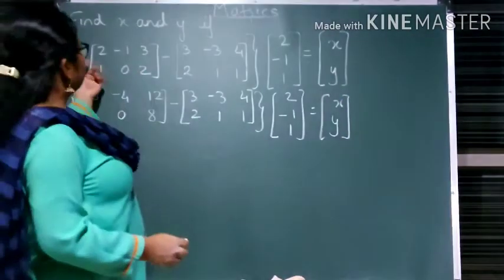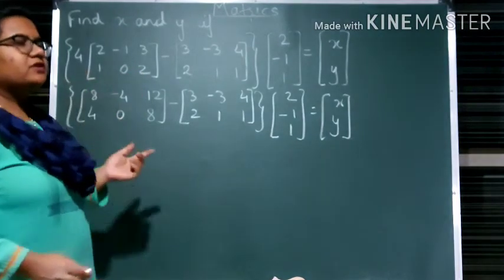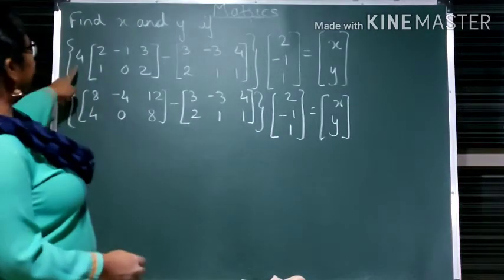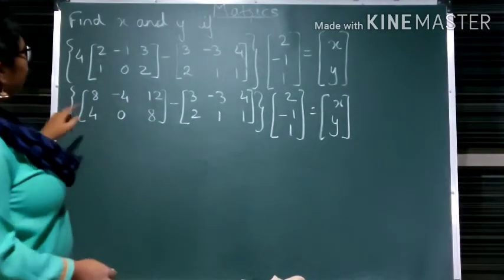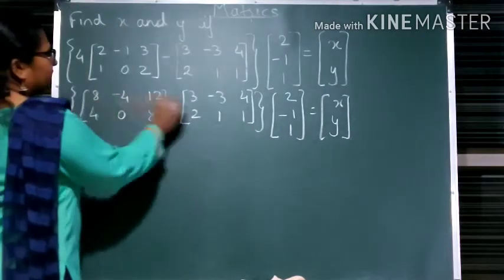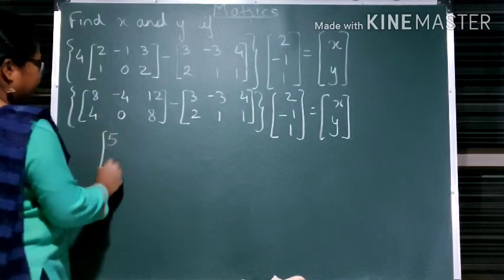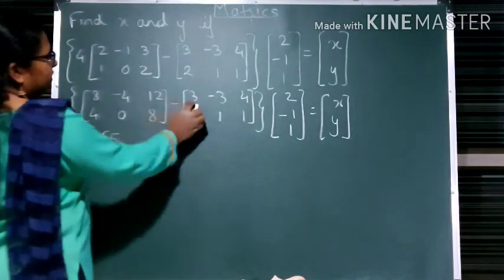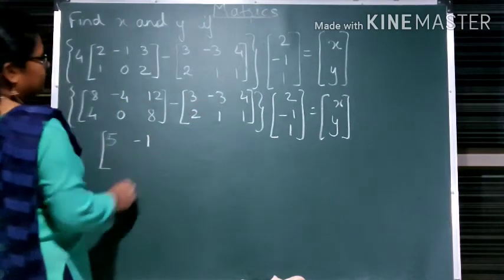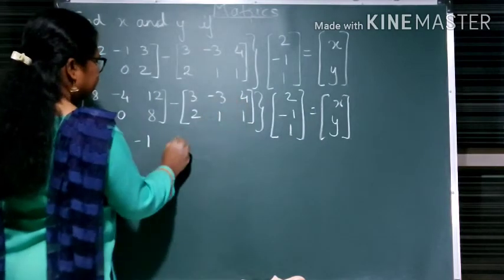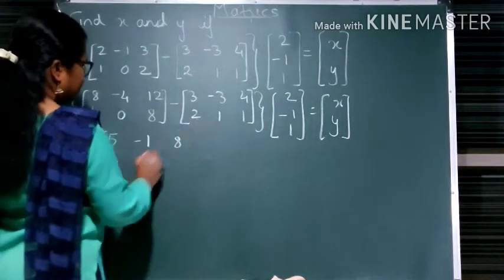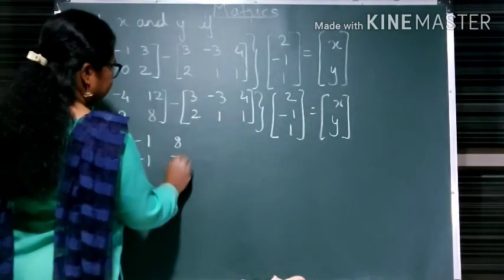Now next step, first do the scalar multiplication inside. Always we first solve the bracket. Inside the bracket first I have done the scalar multiplication, that is I multiplied by 4 to this matrix. Now next is you have to solve this curly bracket, that is subtract these two matrices. So 8 minus 3 is 5. Then minus 4, minus of minus 3 means plus 3. So minus 4 plus 3 is minus 1 and 12 minus 4 is 8. 4 minus 2 is 2, 0 minus 1 is minus 1 and 8 minus 1 is 7.